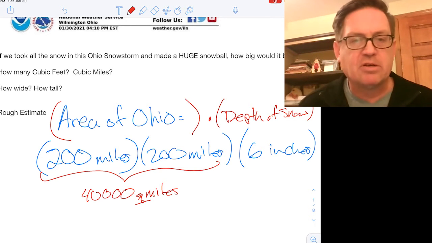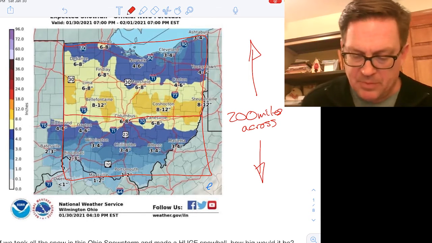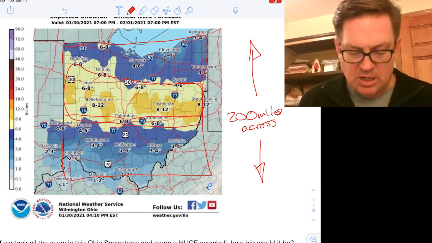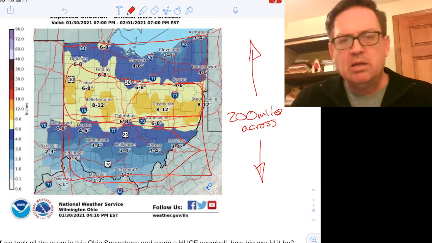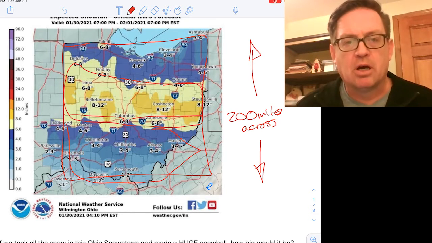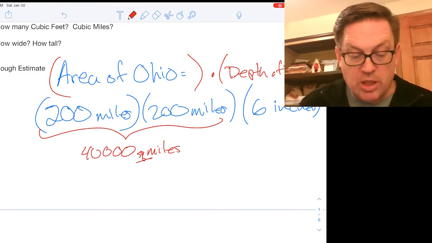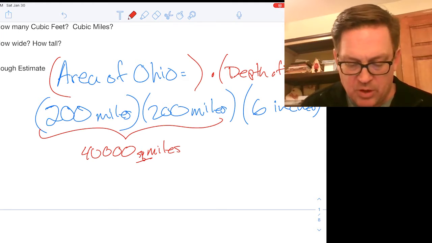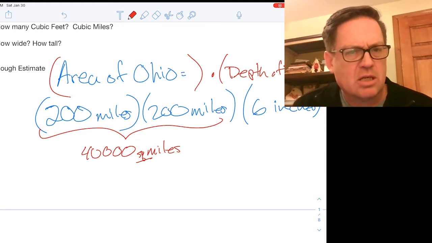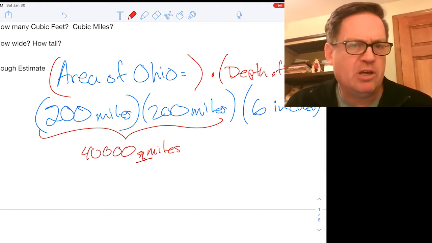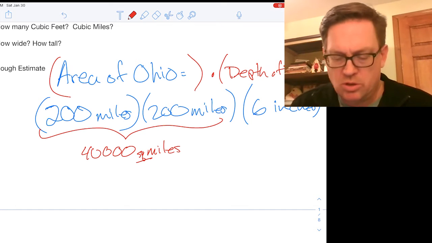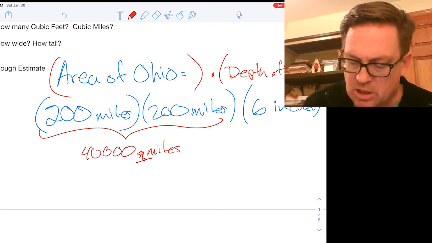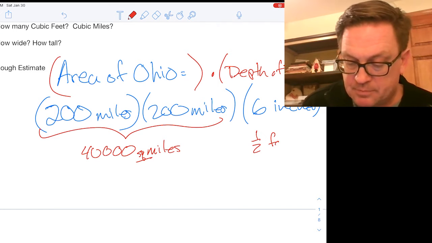Let's say the snow averaged about 6 inches. If you look at this map, this yellow orange thing is 6 to 8, 8 to 12 inches. The blue down here is 3 to 4. It's somewhere, let's say half a foot on average. So then can you mentally calculate how big that is? 40,000 square miles times 6 inches. How many cubic feet, how many cubic miles, what units could you use to do that? Well, start converting units. 6 inches is half a foot, right?